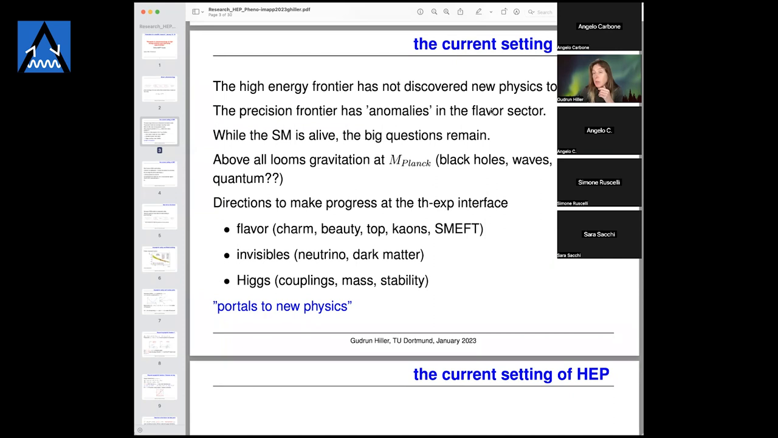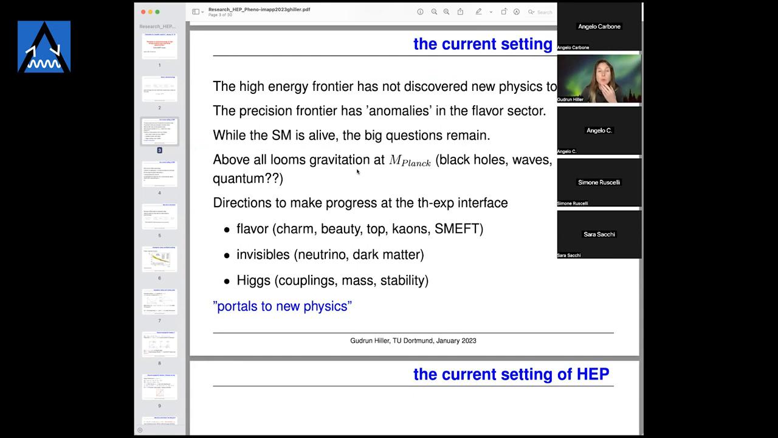So that's the situation. In view of these two facts, the Standard Model is still our best thing. It's alive and kicking. These anomalies challenge it, but taken at face value, the Standard Model is alive. And our big questions remain. Questions like the origin of dark matter, baryogenesis or leptogenesis, so what creates the matter-antimatter asymmetry, the nature of gravitation, the origin of flavor, are neutrinos Majorana or not. They remain. And above all, when you go to very high energies, what happens at the Planck scale, all these effects that are related to gravitation.